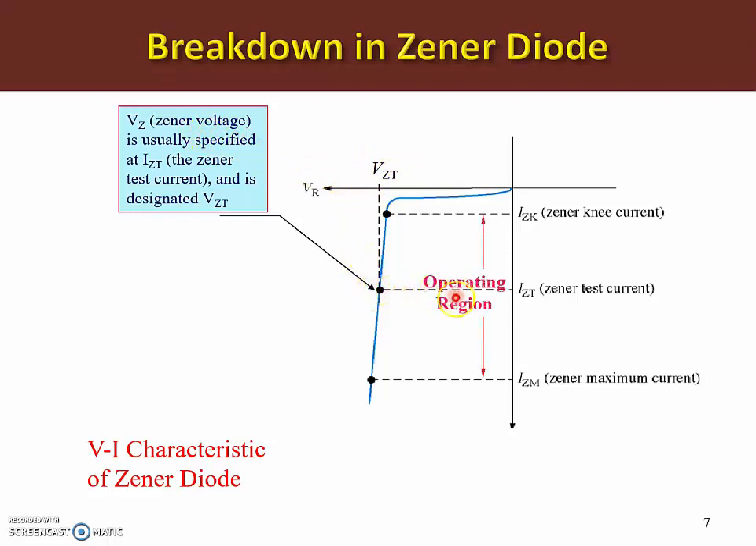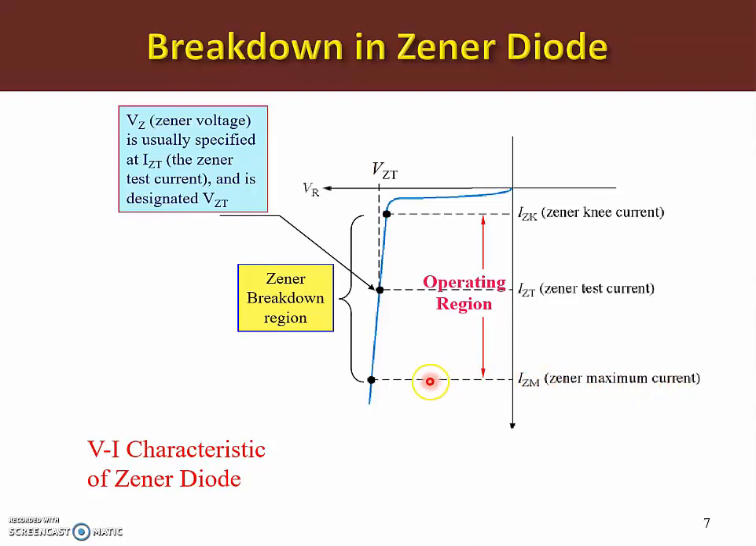The normal operating region of a Zener is the Zener breakdown region, this region. The minimum current expected to go into the Zener is this value, IZK. K stands for knee, the Zener knee current. The maximum current supposed to go into the Zener is IZM, the Zener maximum current.